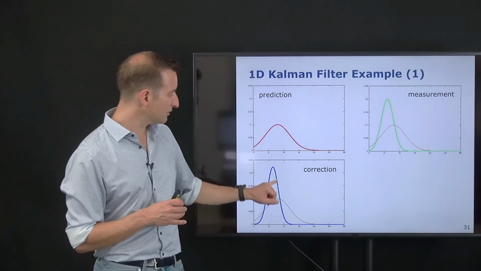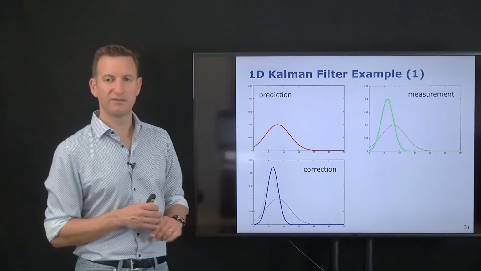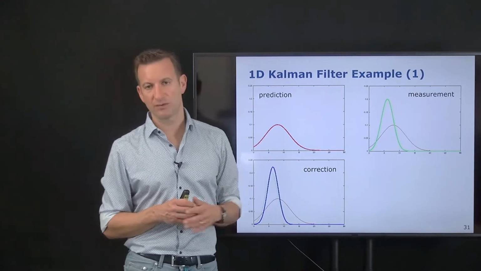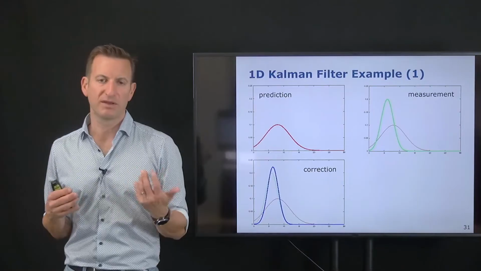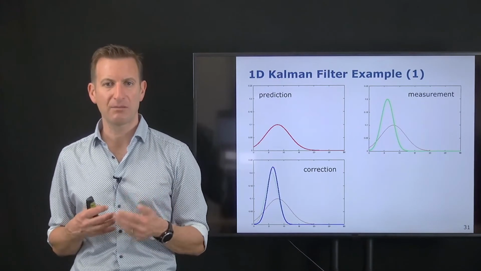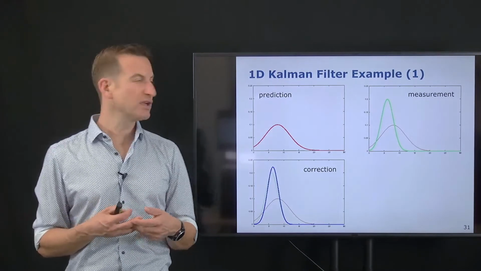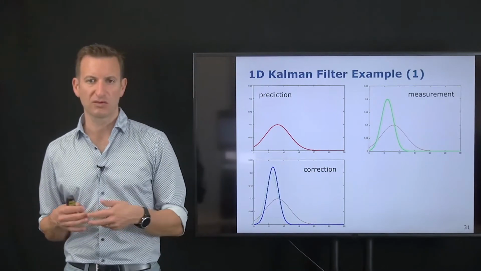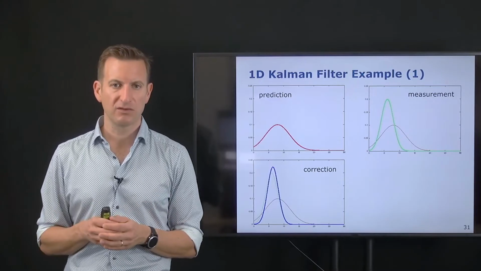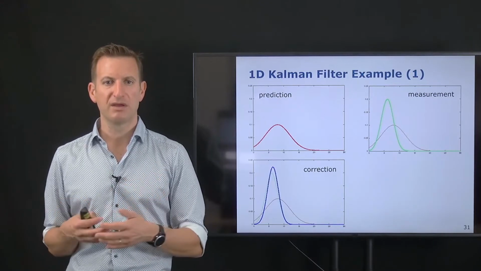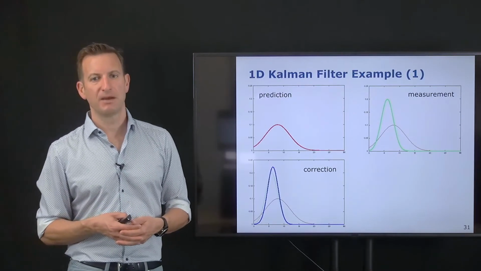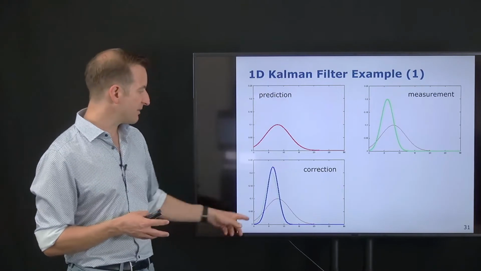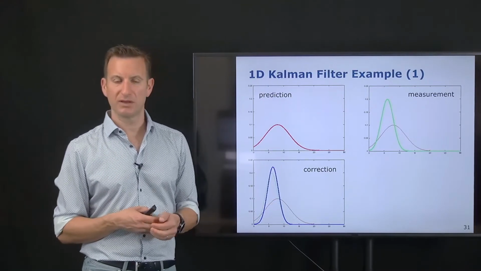The correction, which is shown here by the blue curve, is closer to the green curve, to the measurement, rather than the prediction. And the only reason for this is that I'm trusting my measurement more than my prediction, which can be seen on the variance of these two distributions. So the green curve has a smaller variance, so I trust it more, and therefore it will have a stronger impact after applying the correction step, ending up with this blue curve over here.